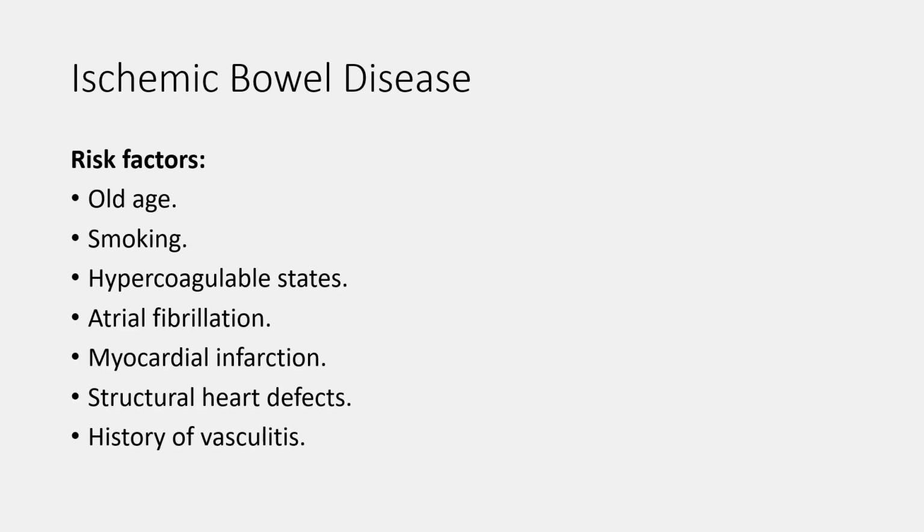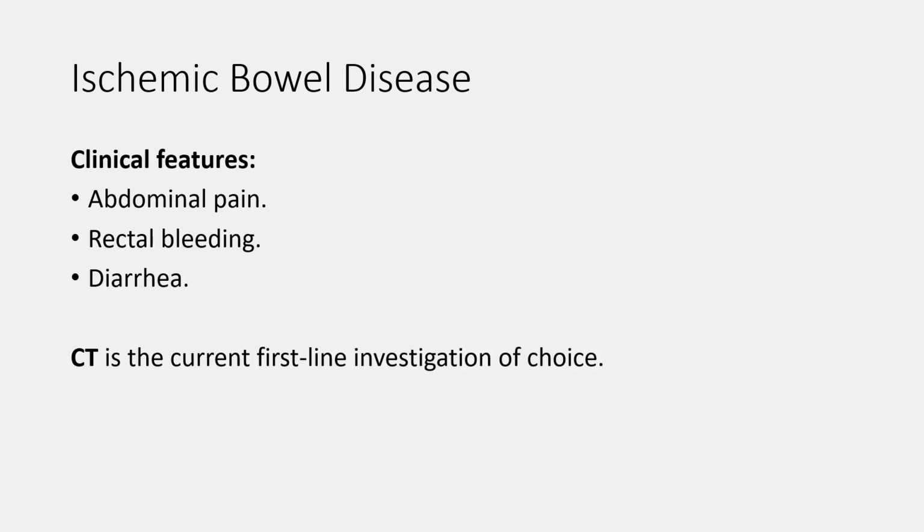Now, let's move to ischemic bowel disease. The risk factors of ischemic bowel disease include old age, smoking, hypercoagulable states, atrial fibrillation, myocardial infarction, structural heart defects, history of vasculitis. The clinical features of ischemic bowel disease are relatively non-specific. There may be abdominal pain, rectal bleeding, and diarrhea. CT is the current first-line investigation of choice when acute ischemia is suspected and should be obtained early.